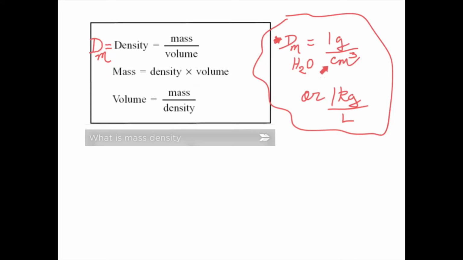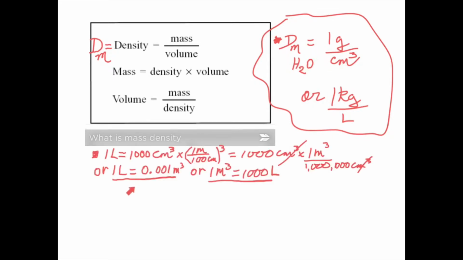Likewise, since 1 cubic centimeter of water has a mass of a gram, the mass density of water is also 1 gram per cubic centimeter. Doing the math, we see that a liter, which is 1,000 cubic centimeters, is also 1/1000th of a cubic meter, or equivalently, 1 cubic meter is 1,000 liters.